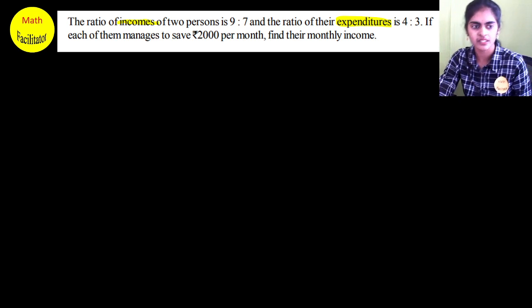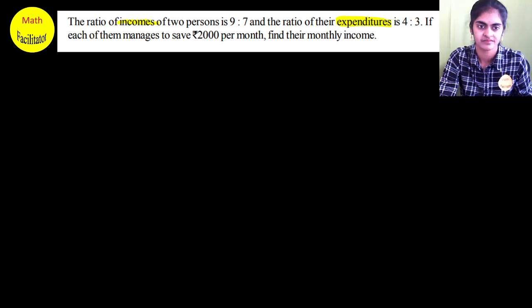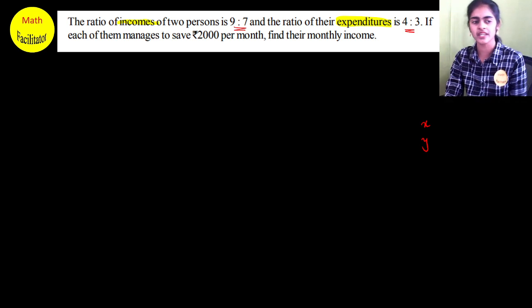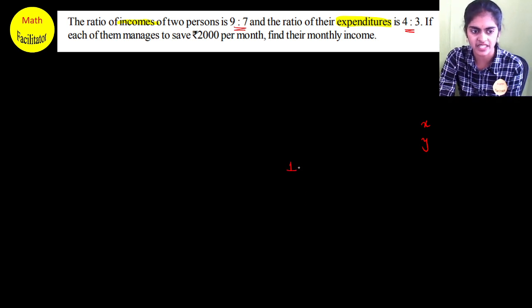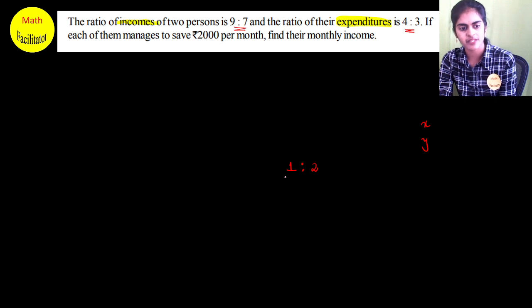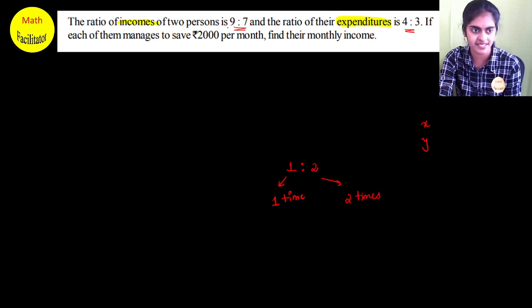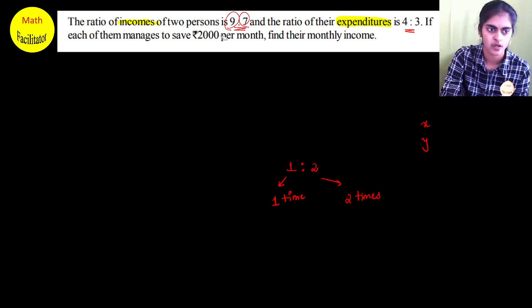To find the monthly income, I will take the common factor here as x and the common factor here as y. Whenever a ratio is given, suppose the ratio is 1:2, which means one quantity is one time and the second quantity is two times. Here it is 9:7, which means this is 9 times and this is 7 times. What does this mean now?